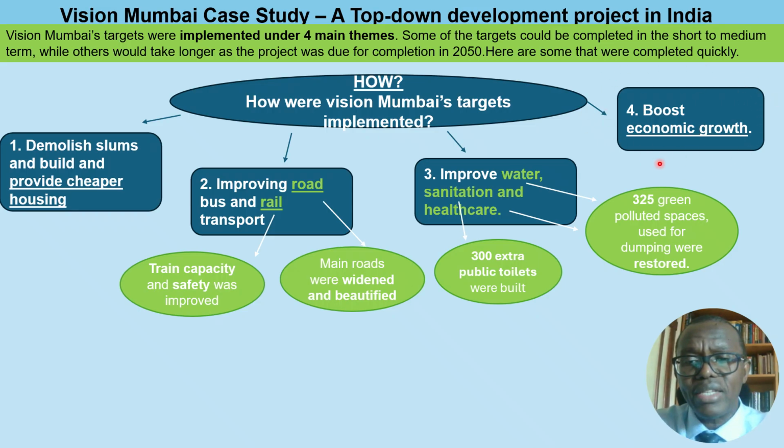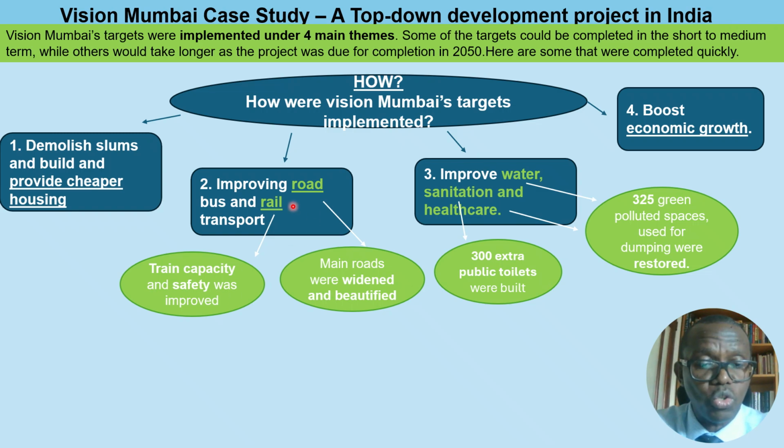Now, some of the targets here, the ones that are in green actually, were very easy to complete and could be completed in the short to medium term, while others would take longer as the project was due for completion in 2050. So the ones that I have highlighted here in green are the ones that could be completed quickly, and that is what was actually done.